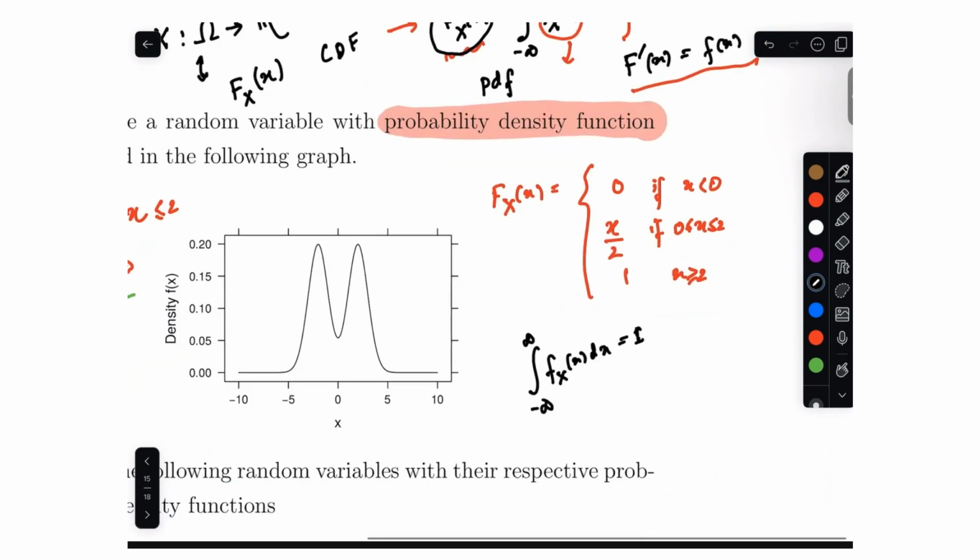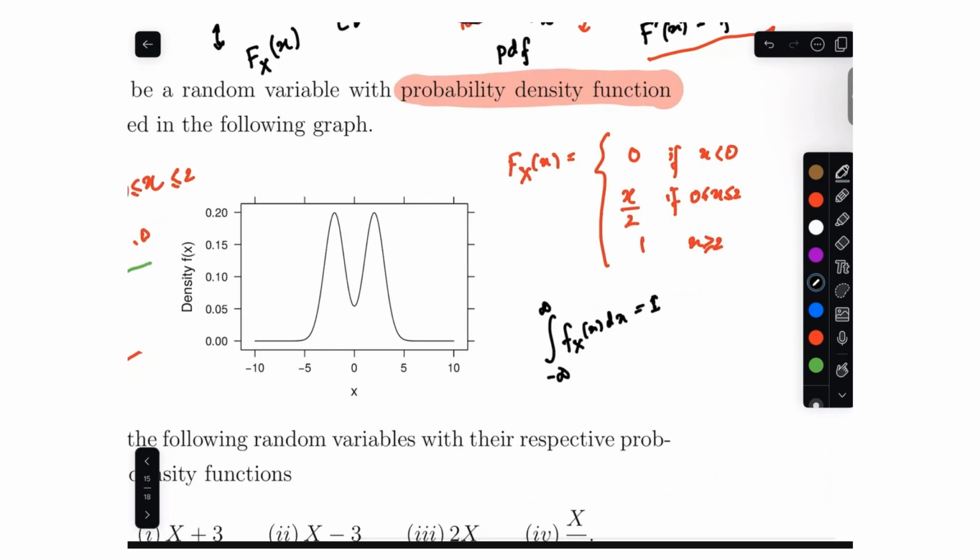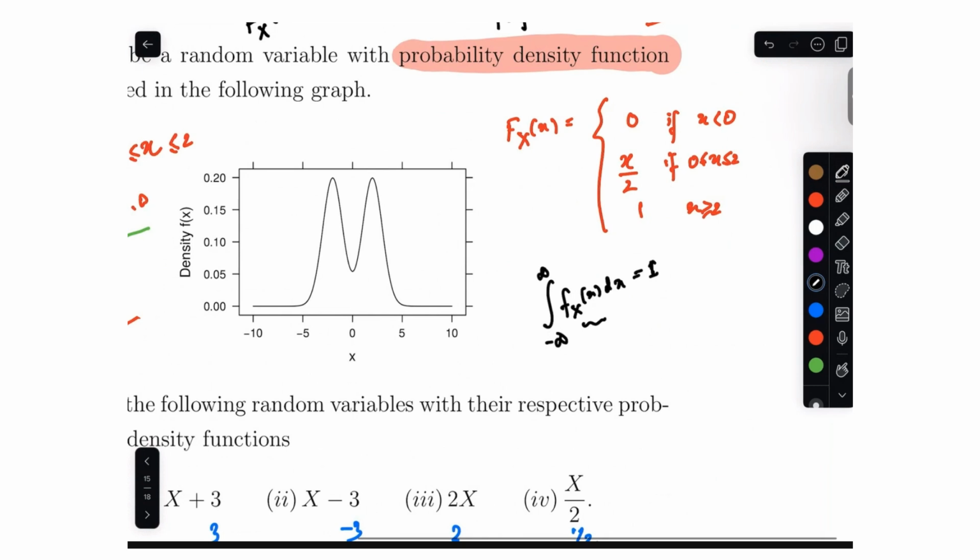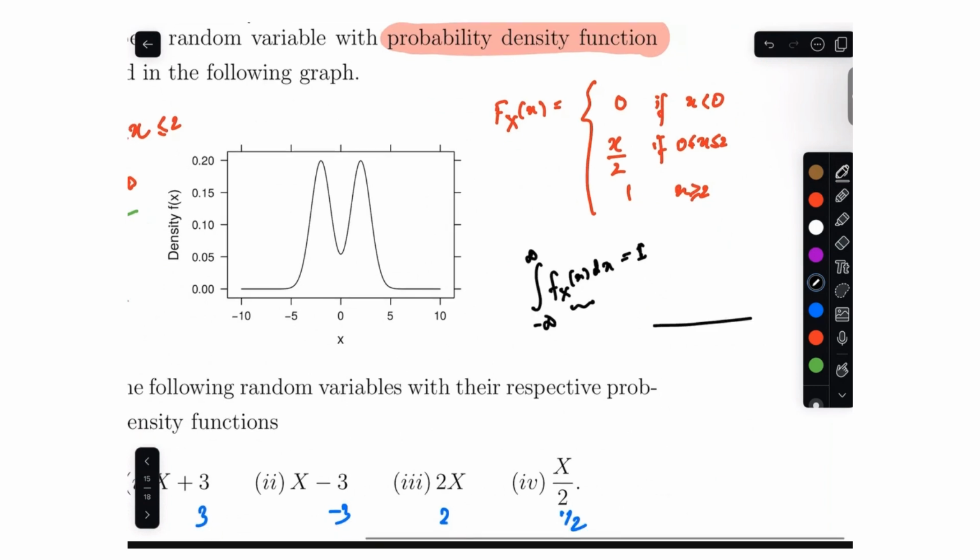So this is 1. Then the question is, can f(x) take a value more than 1 or less than 1? Yes, it can take a value more than 1, because imagine a thing like this. It needs to be huge in height so that the area becomes 1. If it's a sharp probability distribution, the height can be more than 1. This is a very important concept.